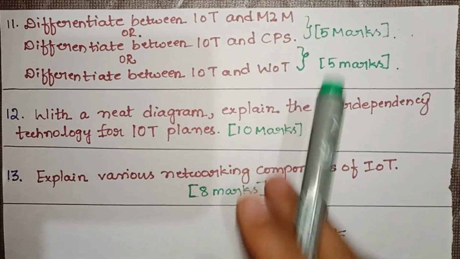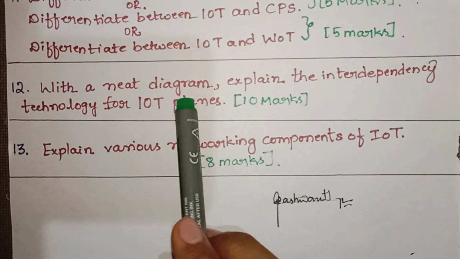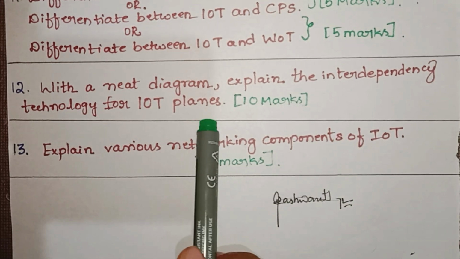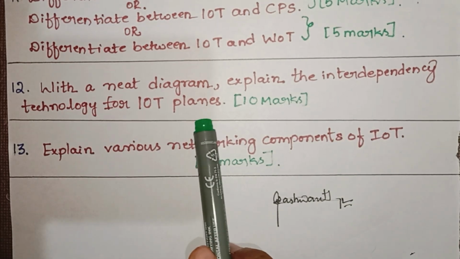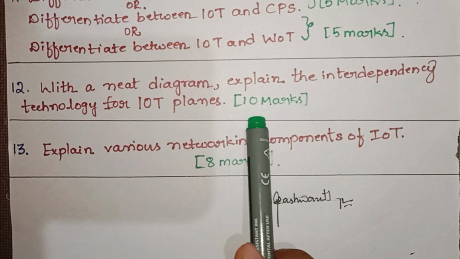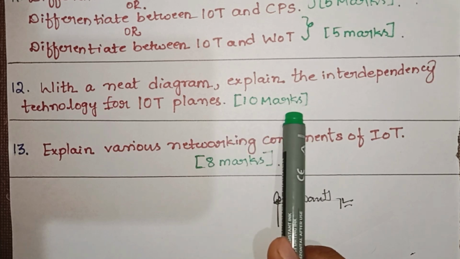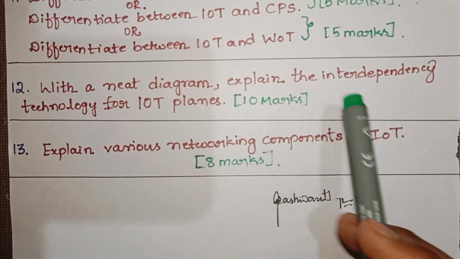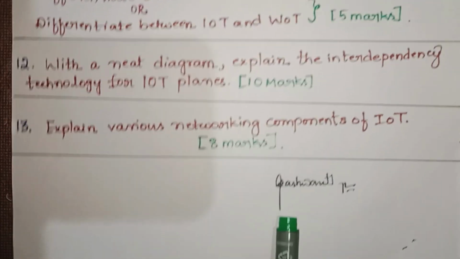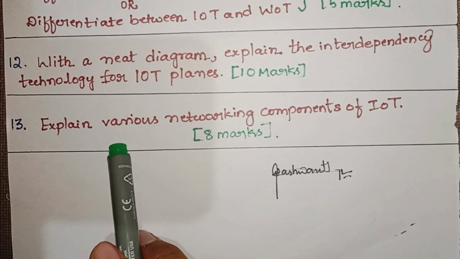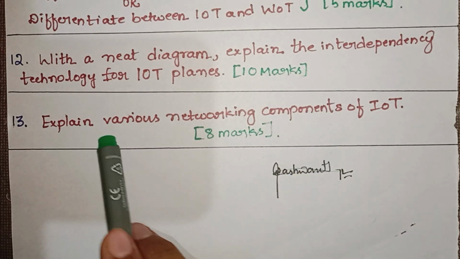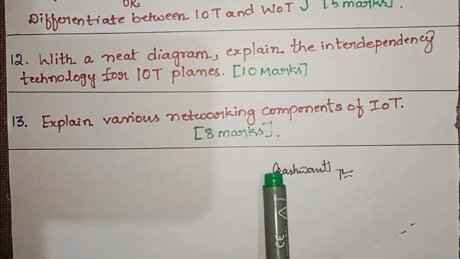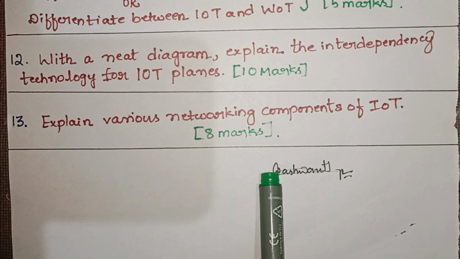And the next question is, with a neat diagram, explain the interdependency technology for IoT planes. You should explain service plane, local connectivity plane, global connectivity plane, and processing plane. With suitable diagram, you have to explain. Why? Because this is for 10 marks. Write with a neat block diagram. And explain various networking components of IoT. You should explain various components of the IoT.